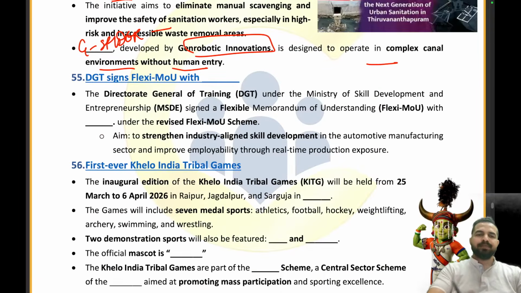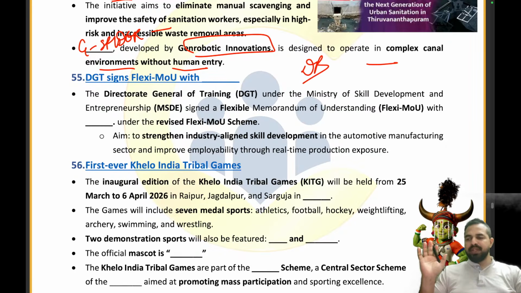So let's move ahead. The DGFT has signed Flexi MOU. Are you guys ready to give me the right answer to all these questions? So now we are moving on to another Drishyam round. Please show some energy in the chat box before we start with the next Drishyam round. Everybody ready? Okay, let's start.